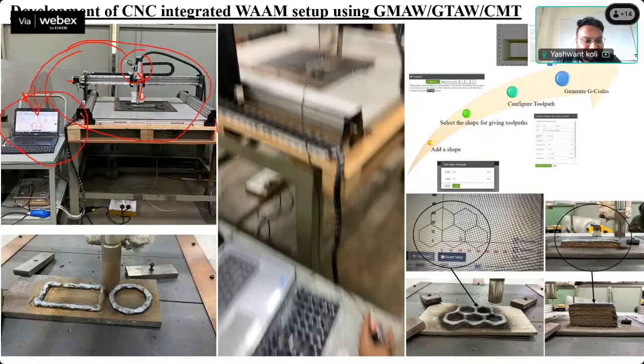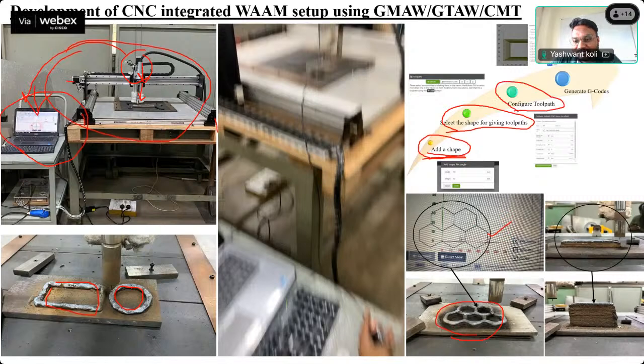We can make any intricate shape. You can see a circular shape can be done, rectangular, and we have made hexagons also. All of this you can design. In the software, we first have to add a shape, then select the shape for giving the tool path. You have to specify how the torch has to move from the outer shell to the inner shell. That tool path we have to give, and then configure it.